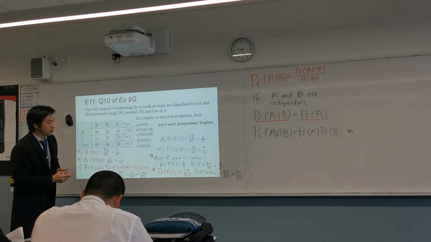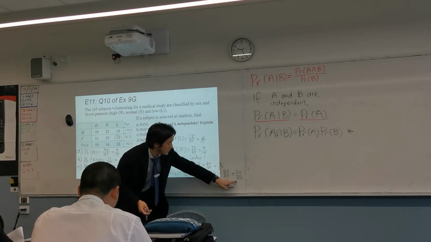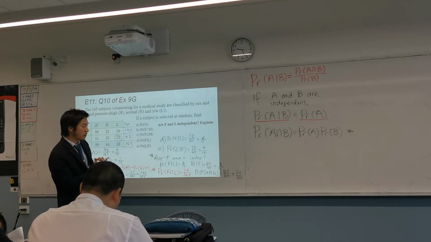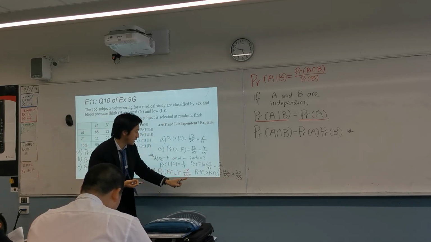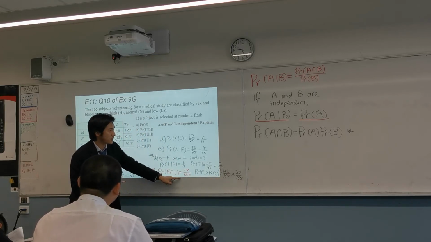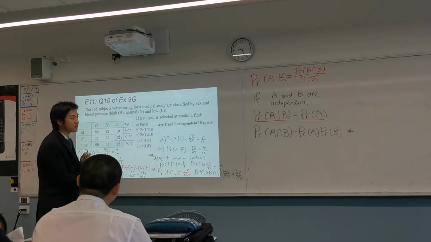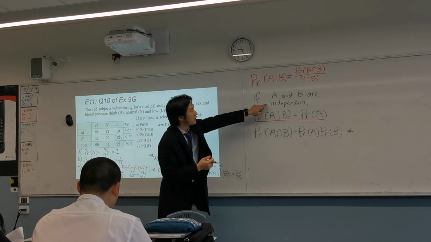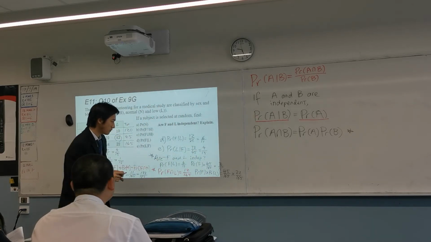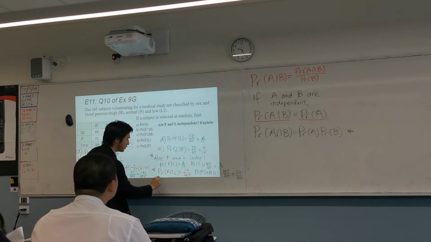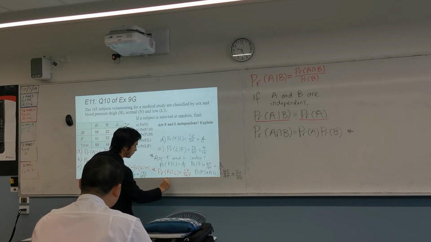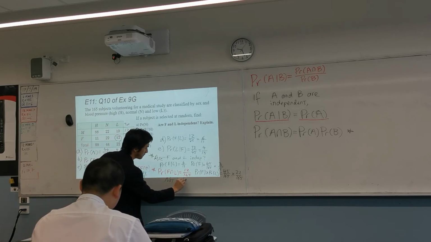So what you can do here is evaluate the right-hand side. And when you do, you can see that the number for this isn't the same as the number for the intersection. In other words, the right-hand side and the left-hand side are not equal, which means that they are not independent. So at the end you can write, using either of these two tests, not independent.